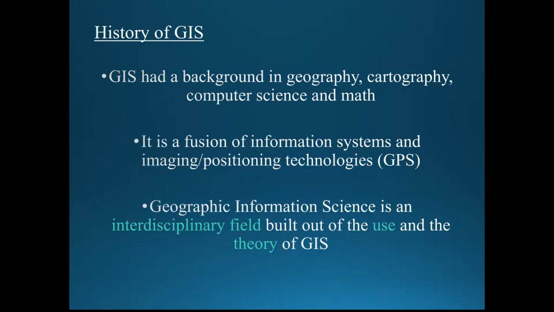So geographic information science is an interdisciplinary field, and it's built out of the use and the theory of GIS. More heavy, honestly, on the use than the theory. If there weren't people who were using GIS in their fields, in their industries, to help further their own goals, it wouldn't have pushed GIS to become the giant industry that it has become today. And it's out of that widespread use that we've established theory, we've set standards, developed guidelines for use in GIS.